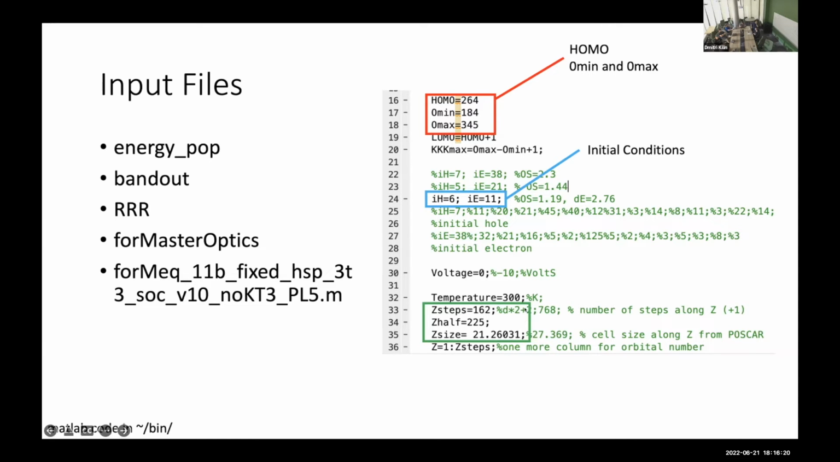And in the green box, we have some parameters for the Z-axis. The major thing you need to worry about, especially if you aren't worried about getting the dynamics by Z, is Z steps, because the code will fail if Z steps isn't set up to be equal to the band out.